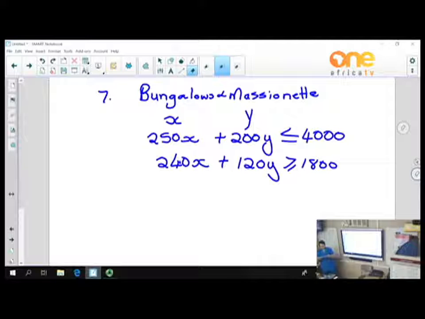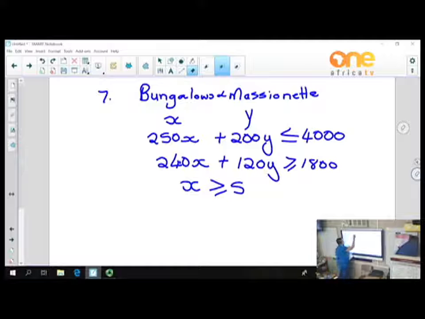1 centimeter is 1 unit. And then they say the developer finds there is more demand for bungalows, so there must be at least 5 bungalows. So X should be at least 5, but it might be more. So there are my 3 inequalities now. To be able to draw them, we need to change them to standard form, isn't it?